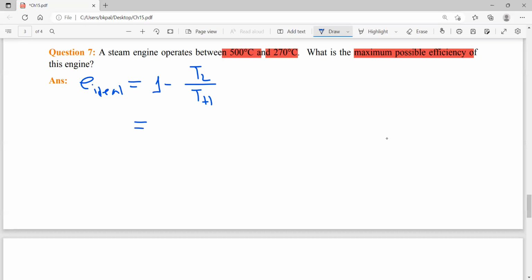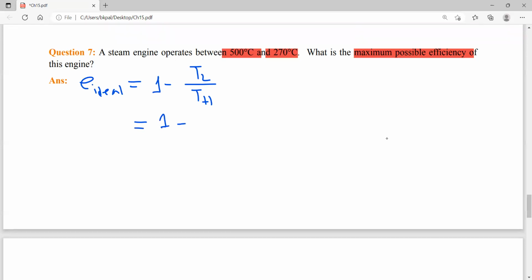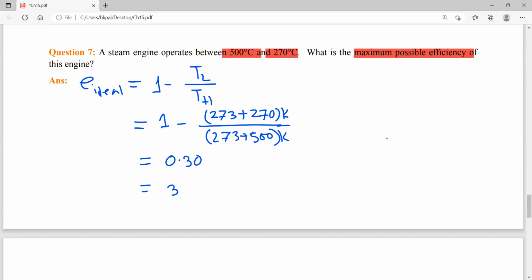Here the temperatures are given in degrees Celsius, so we have to convert them into Kelvin scale. How to do that? We just add 273. So this is this many Kelvin, and the high temperature is this many Kelvin. If you plug this value in your calculator correctly, it should give you something like this, and 0.30 means 30%. So the ideal efficiency for this steam engine is 30%.